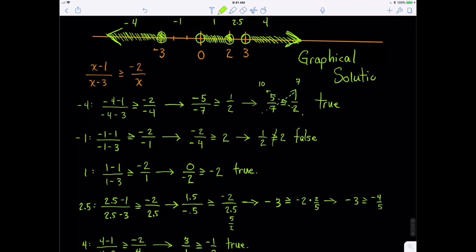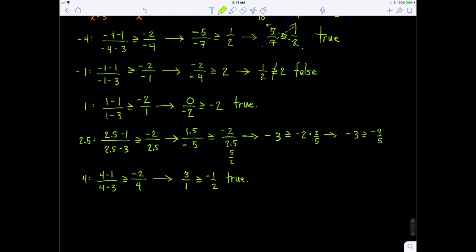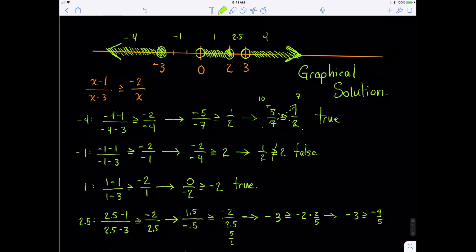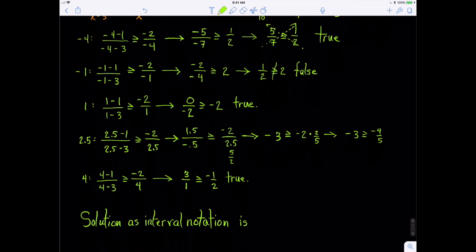And if I want to write this using interval notation, I'm going to have to go back and forth here. So the solution as interval notation, well, let's go pick up all of our green areas. So we have the first green area here that we see is this one, from negative infinity all the way up to negative 3. So let's record that.